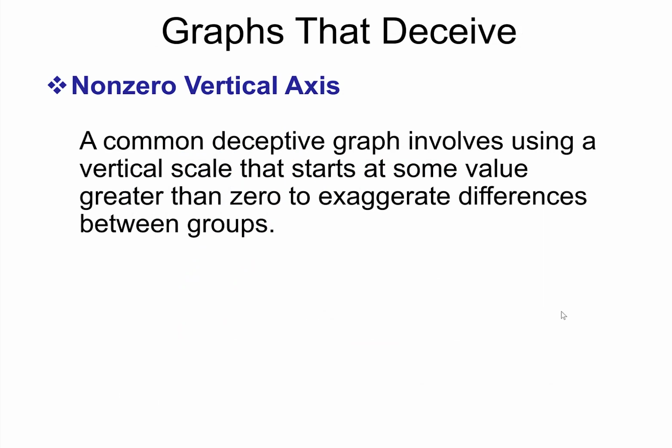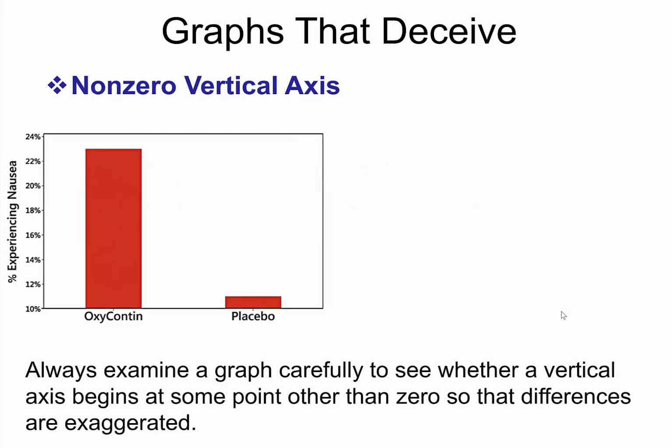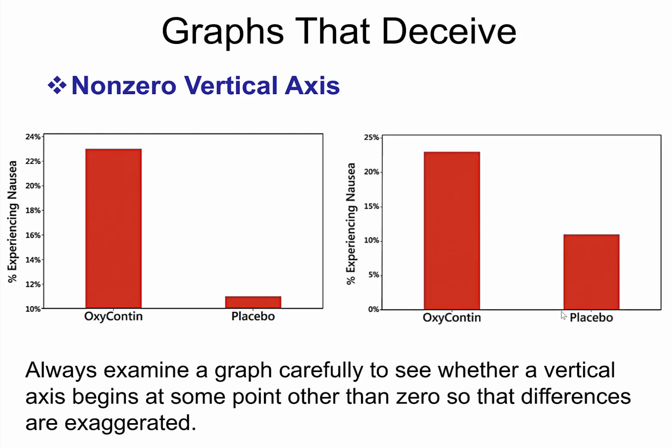Graphs that deceive. A non-zero vertical axis. This is a common deceptive strategy that's used to exaggerate differences between groups. So for instance, if we look at this graph here, we're looking at the number or percent of people experiencing nausea who took OxyContin or a placebo. And if you notice on the y-axis, it starts at 10% rather than 0%. So the difference between the two groups is really exaggerated here. If we actually took the y-axis from 0, we'd see that the difference between the two groups is still large, but not quite as large as the left graph would imply.